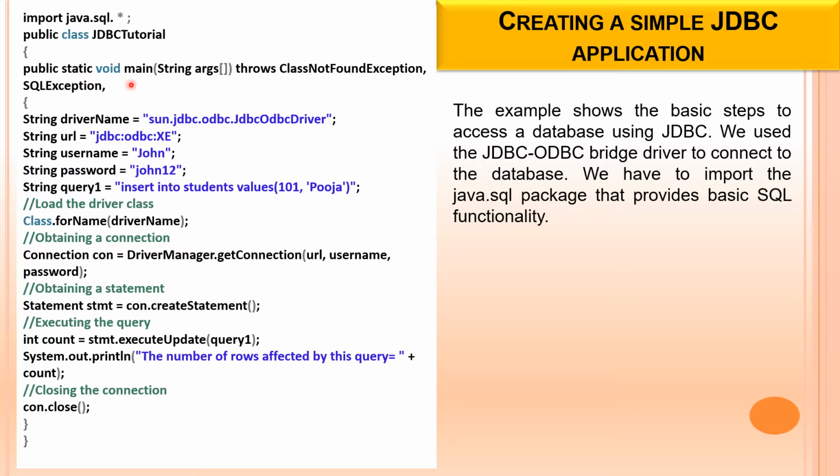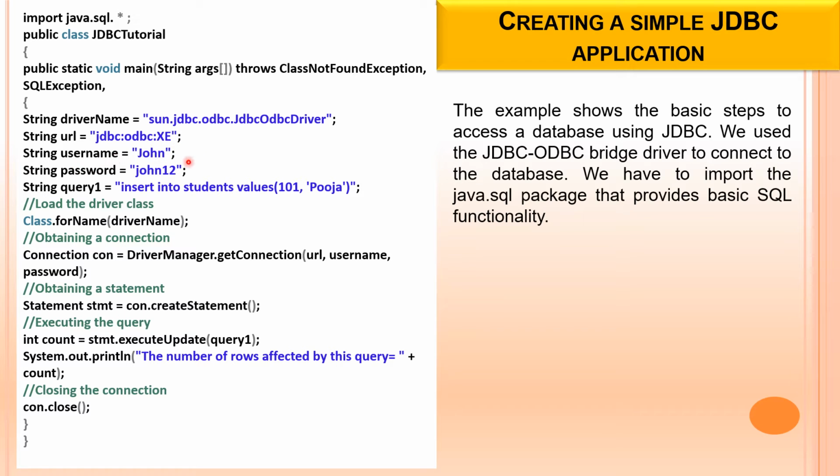Now public static void main, the main program, throws SQLException. Then String driverName is equal to, in double quotation, sun.jdbc.odbc.JdbcOdbcDriver, that is the driver name. We have already told about this JDBC ODBC bridge driver, the first thing we studied in JDBC. Then the URL, that is jdbc:odbc:XE.